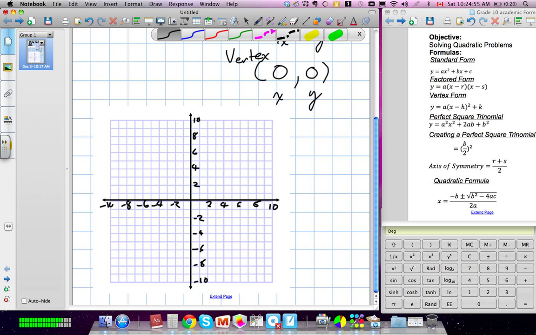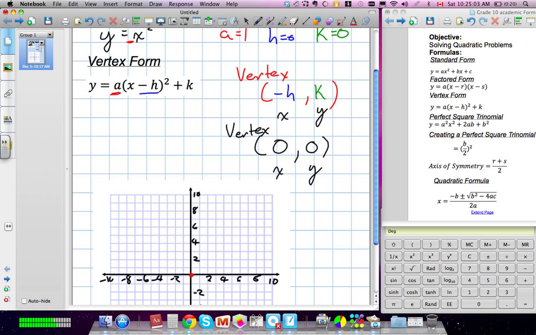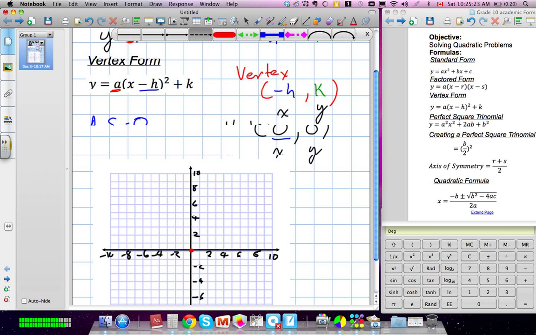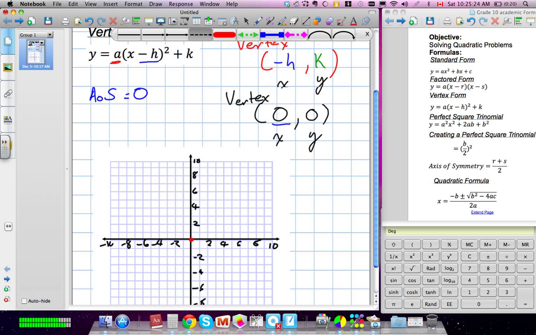Okay. Next question asks us for the axis of symmetry. Now, in order to find the axis of symmetry, it's whatever our x value of the vertex is. So we also know that our axis of symmetry is equal to the x value of the vertex. So our axis of symmetry is at 0. We know that from knowing the vertex. So our imaginary line that cuts this parabola in half runs right down the middle. Okay, so there's our axis of symmetry.